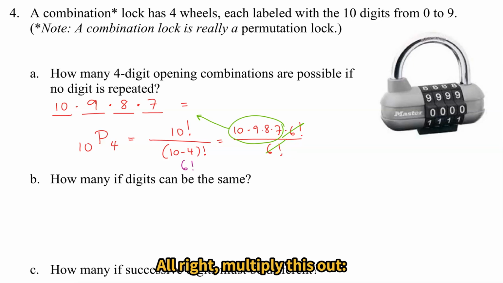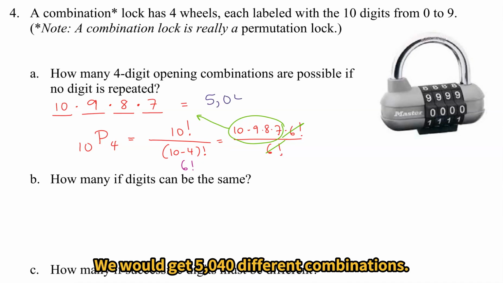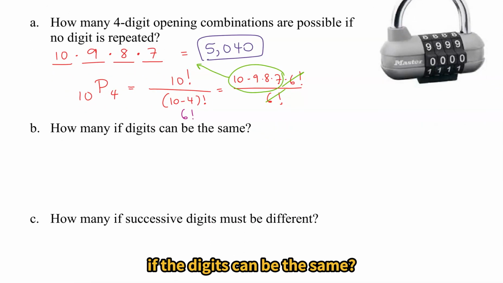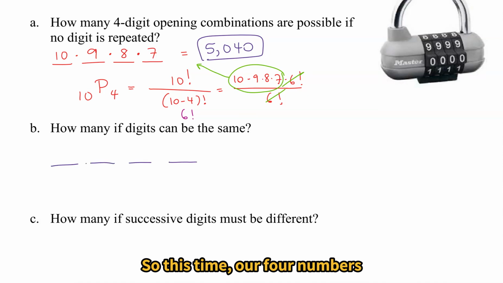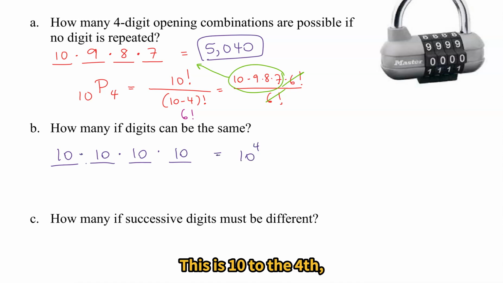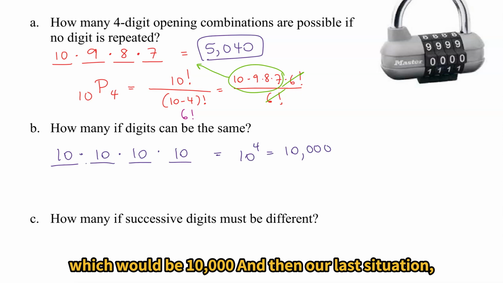All right, multiply this out. Calculator, Excel, Google, however you want to do it, we would get 5,040 different combinations. How many 4-digit opening combinations if the digits can be the same? So this time our 4 numbers, we could have repeats, so we have 10 choices for each dial. This is 10 to the 4th, which would be 10,000.